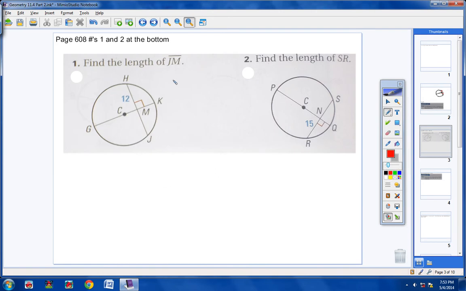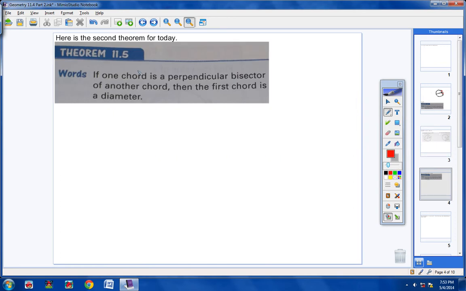We also studied a couple of problems. So we saw that you should be able to solve problems like this, where you have a diameter and a chord, and they're perpendicular, and you should be able to find lengths of these segments or these arcs.